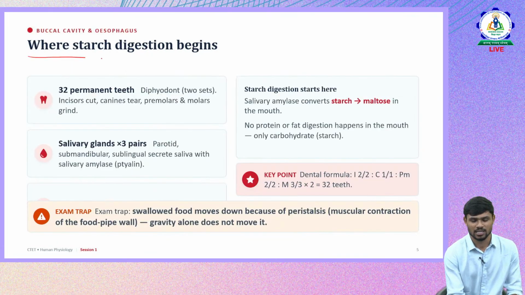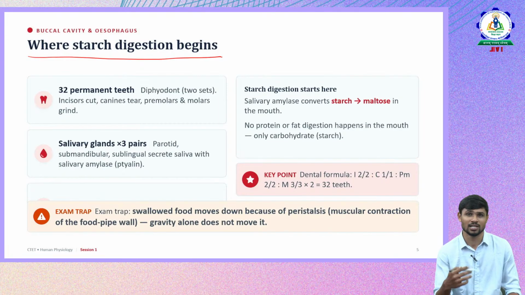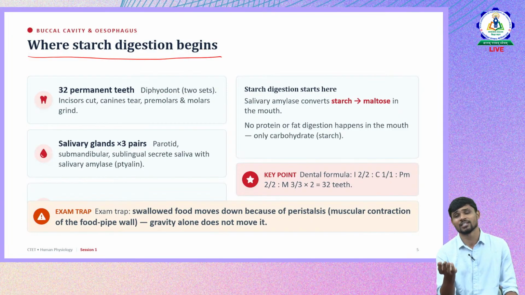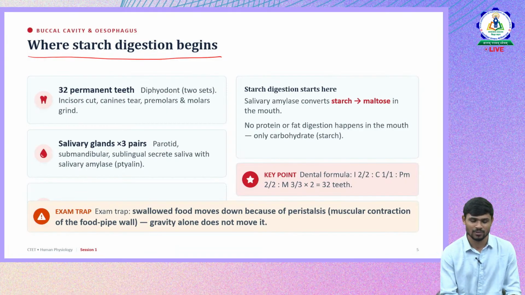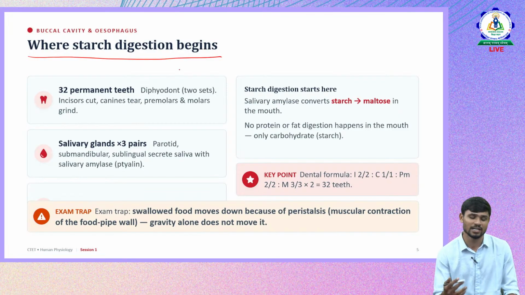Next, where starch digestion happens? Okay, we discussed how questions are being asked, which component of the food is digested, what are the different places digestion happens, and which are the places digestion doesn't happen. So these are the questions that were asked. So we'll understand how starch is digested and where it is digested.